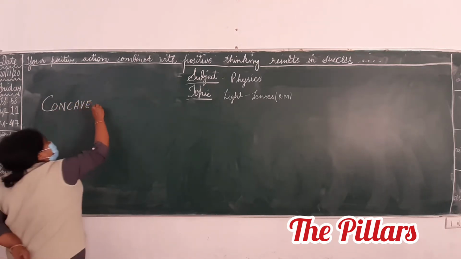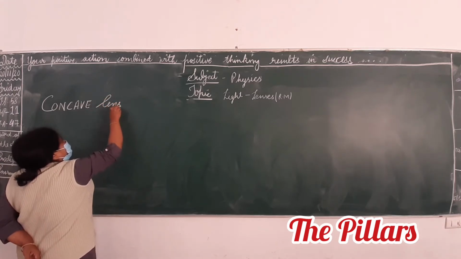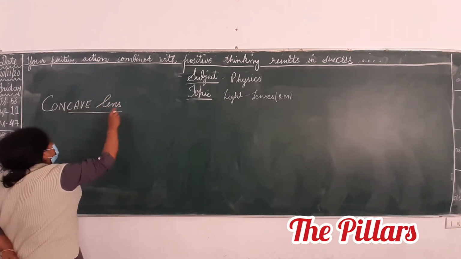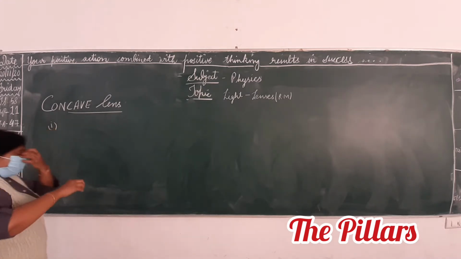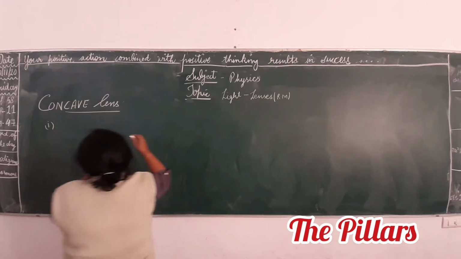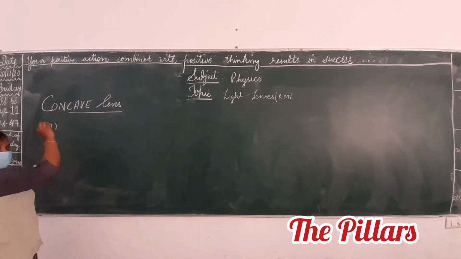Concave lens. Number one, there are only two cases for this. There are only two cases.